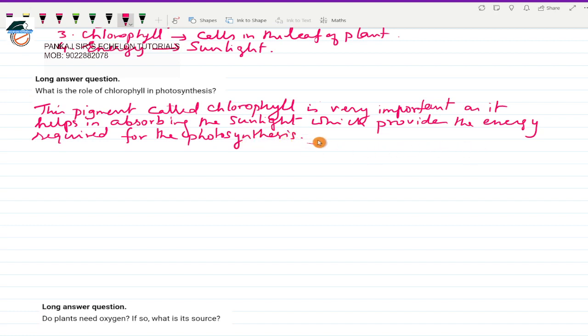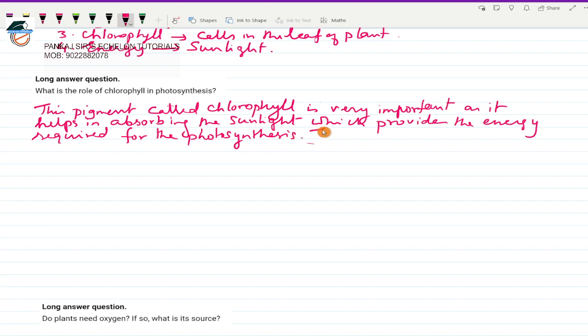Okay, photosynthesis is a chemical reaction and it requires a certain amount of energy for its forward reaction. So for the photosynthesis reaction to be completed in the forward direction, energy is required, and the source of this energy is sunlight. Okay, but then to absorb sunlight there should be something, and this chlorophyll is that something which is very essential in absorbing the sunlight. Okay, and that's the reason the process of photosynthesis occurs inside the chloroplast of the leaf.